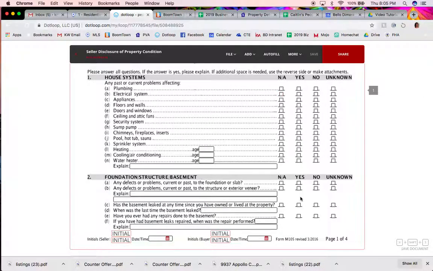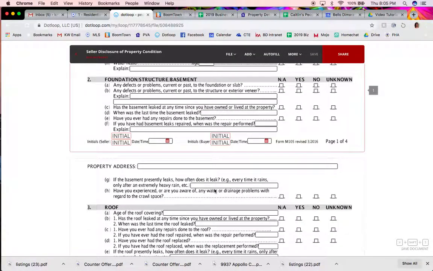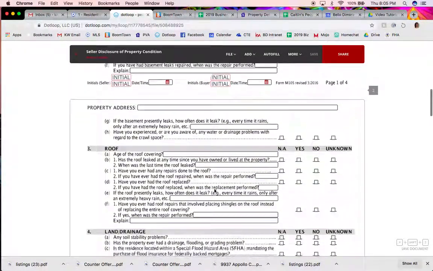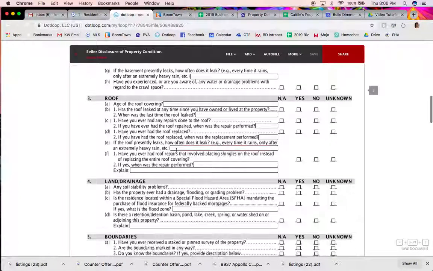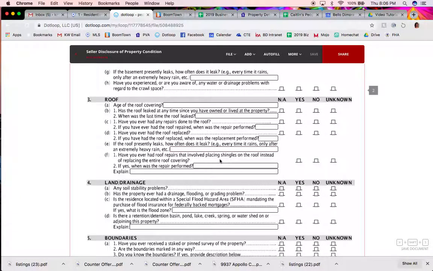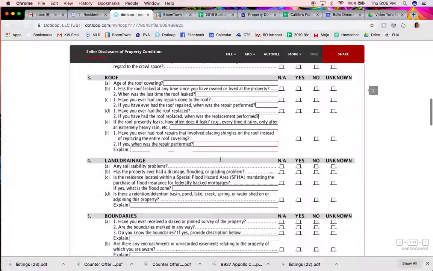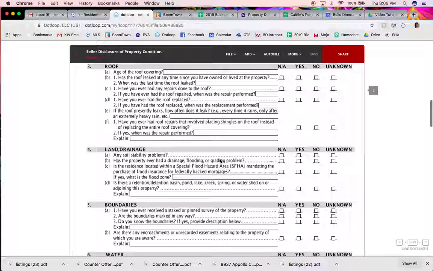So I always look for things in the yes column because that triggers me to ask another question about what's happening or to look closer at a specific item. Okay. So moving on to page 2, notice that the address block is on the top of every single page. And after you get through the basement and the foundation, you move on to the roof. It's a pretty self-explanatory form from here. And like I said, it does get easier for the seller as it goes on.